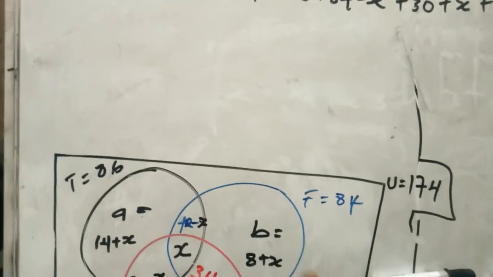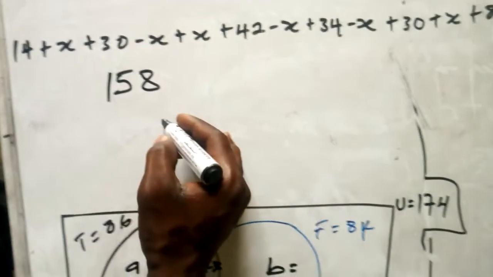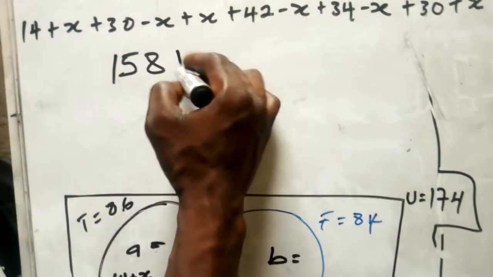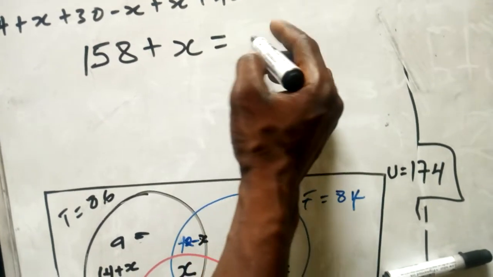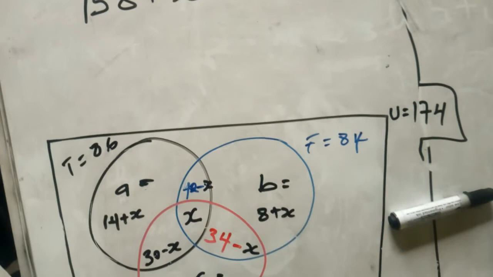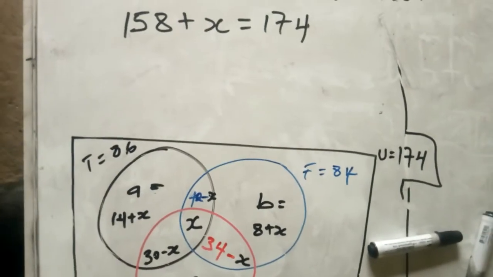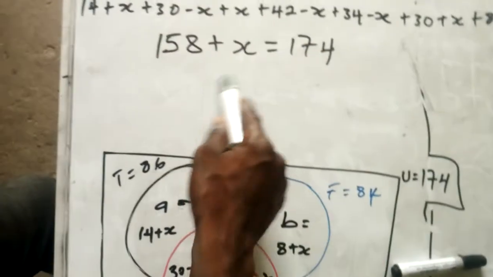Yeah, so you are there. After summing up, I think you should have 158 plus s should be equal to 174. Is that okay? So 174. So that is the equation in terms of what? In terms of x. It means that equation that involves those who are doing all the three games.